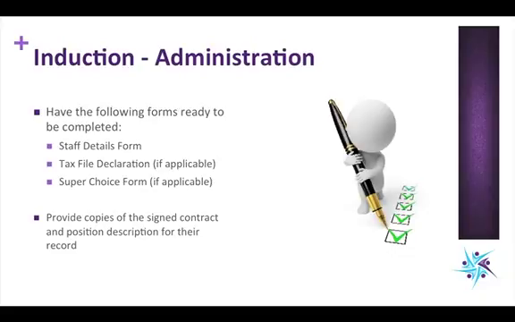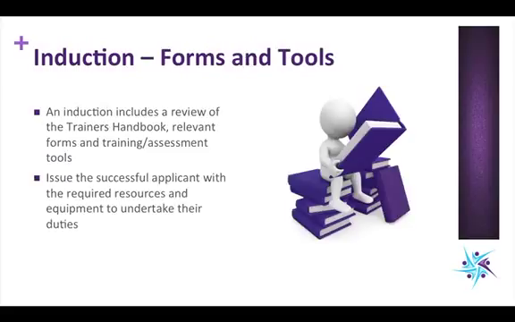The Super Choice form you can actually download from the internet, or they can just provide you with some super details. A lot of accounting systems like Xero and MYOB have a Super Choice form that you can print from the accounting system, and they can fill that out with their super details, and then you enter it into your accounting system. They need to provide copies of the signed contract and position description for their records, so you need to actually provide a photocopy for them for their records as well.